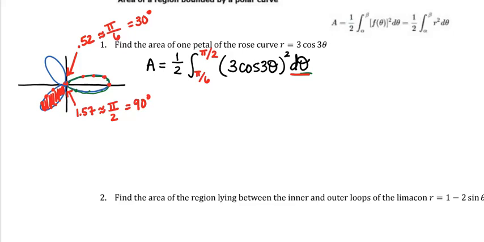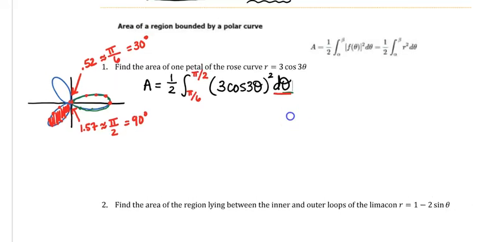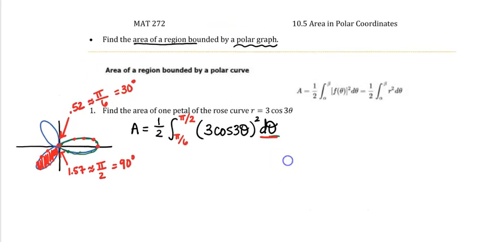And now we have an integral set up that we do know how to evaluate. So this lesson is really about conceptualizing these polar graphs, being able to find these limits of integration, which, mind you, are angles, and then you will arrive at an integral. You have set up an integral that you already know how to evaluate. So I'm going to go ahead and start evaluating this.